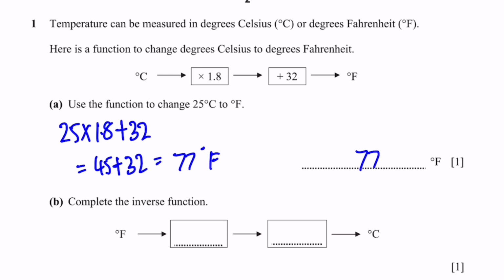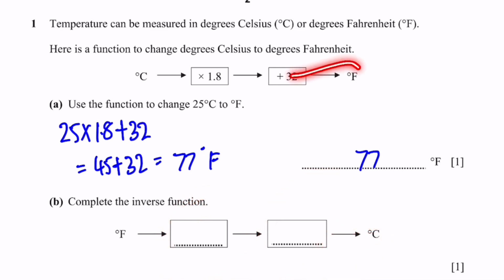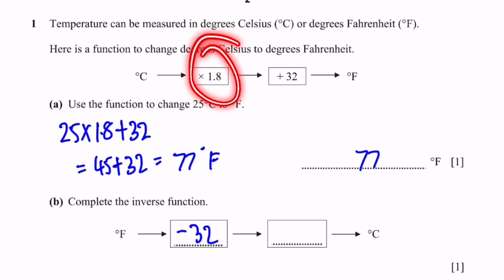B. Complete the inverse function. Degrees Fahrenheit, dash, and degrees Celsius. So we go this way. You can see the plus 32 is first, which means this should be the inverse of plus 32 first. That's minus 32. Now, the inverse of multiply by 1.8 is divide by 1.8.